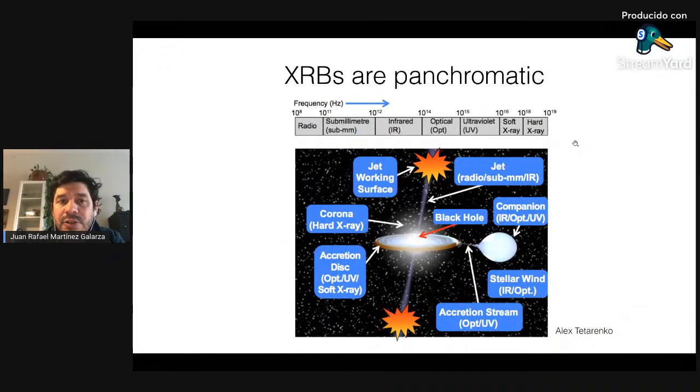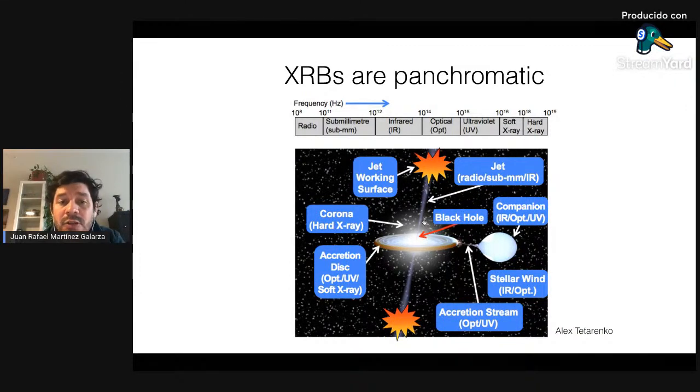And as I have just mentioned, these X-ray binaries happen to be panchromatic. They emit not only in the X-rays, both soft and hard, but actually across the entire wavelength range, all the way from the radio to the X-rays.